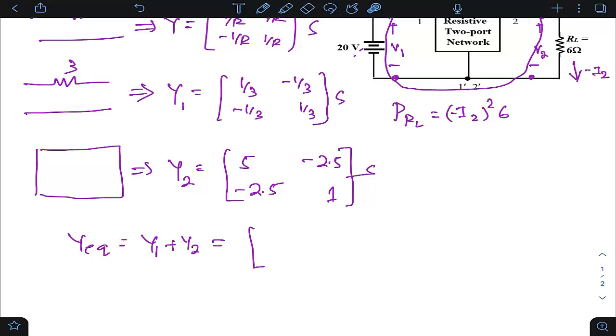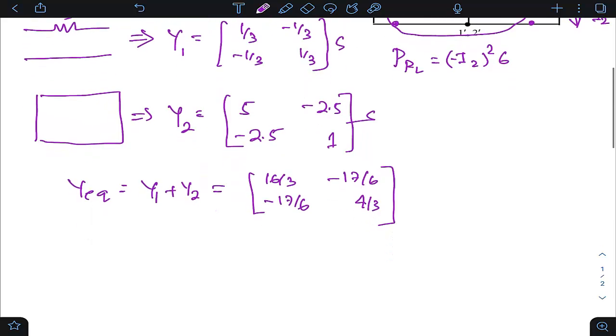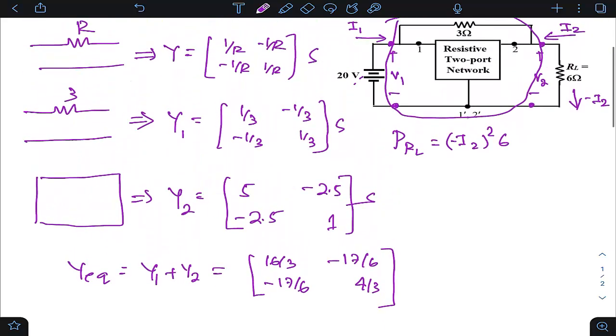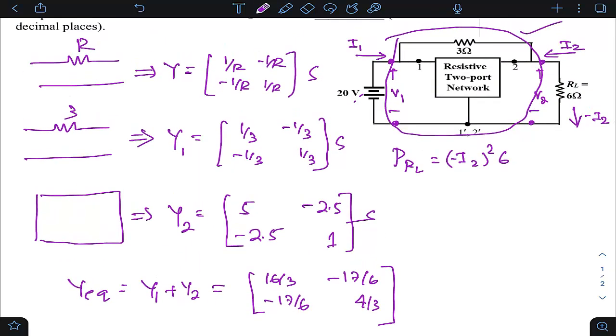So 5 plus 1 by 3, I think this comes as 16 by 3. Then minus 1 by 3 and minus 2.5 comes as minus 17 by 6. This is also minus 17 by 6. And this is 1 plus 1 by 3, which is 4 by 3. So this is the Y matrix. So I know the Y matrix of this overall highlighted part.